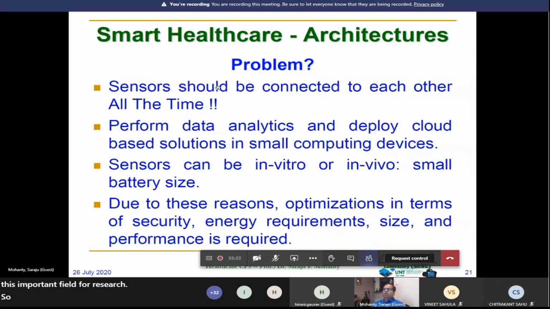So sensors, as we told a few minutes ago, this is a perpetual smart healthcare. Sensors are always connected to each other all the time. That may consume a lot of battery life, as well as raise some privacy aspects. Then data analytics needs to happen, and how the device will connect to the cloud, as well as the edge and so on. Those are important aspects that smart healthcare has, and they themselves are problems, because these challenges need to be overcome. We need to solve them. Due to these reasons, we need a lot of optimization that we'll discuss later on.